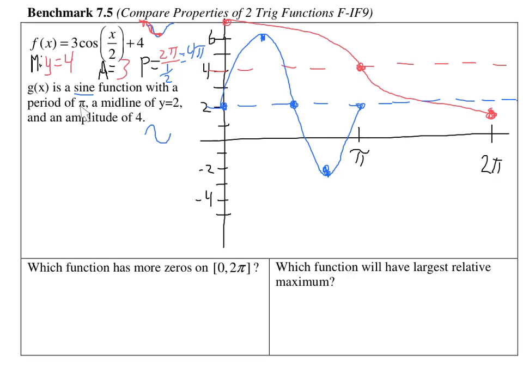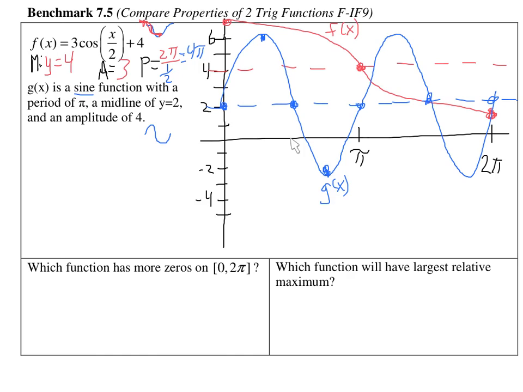Because my period is pi, centered around y equals 2 with an amplitude of 4. Can you now repeat that for the second interval? There's the center. There's the end. I'm going to go up 4 and down 4. I now have graphed both functions. The blue one is g of x. The red one is f of x.